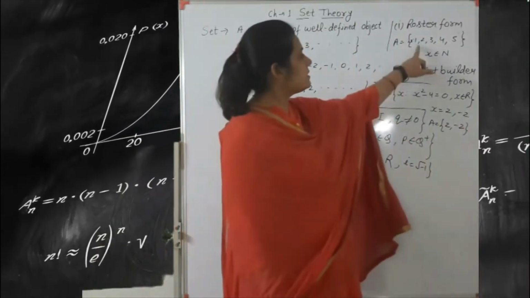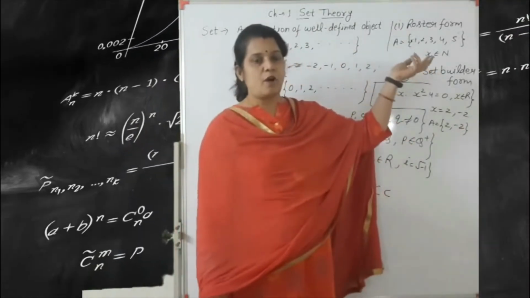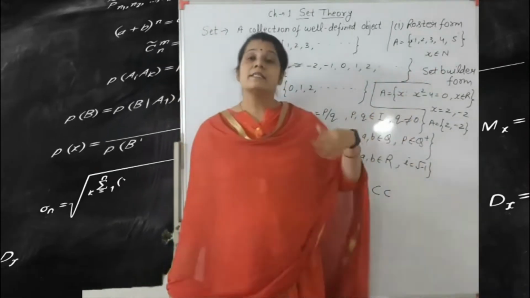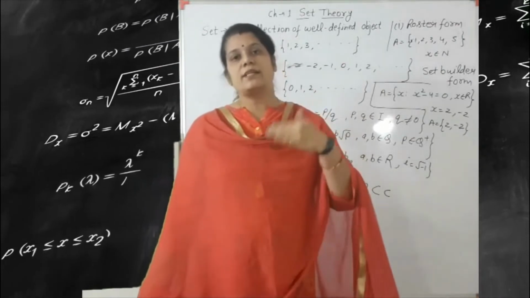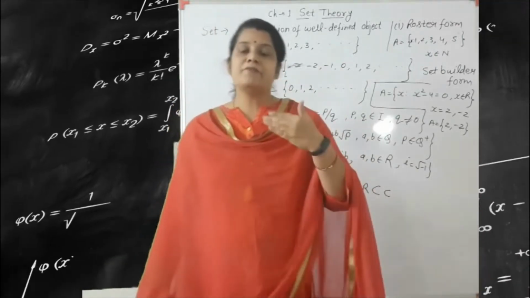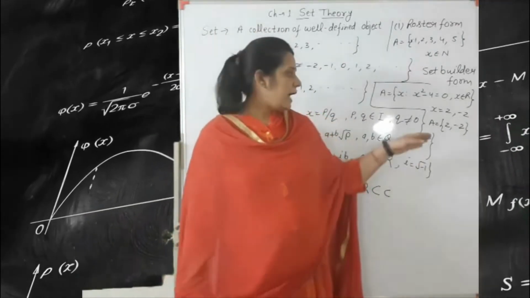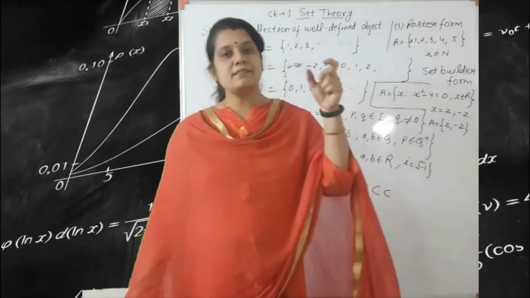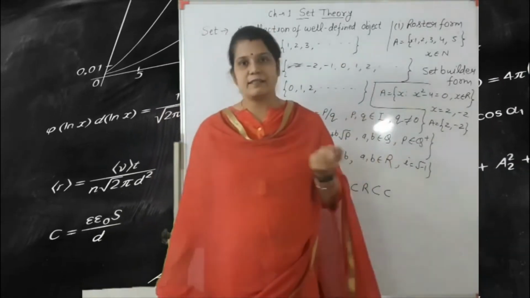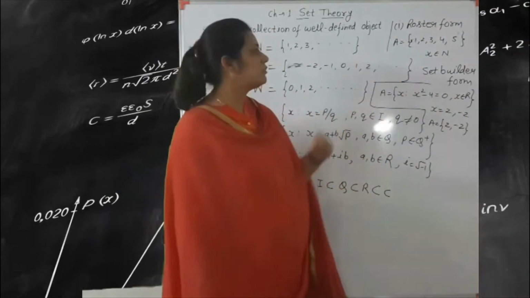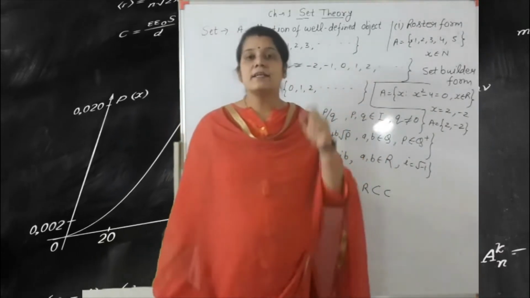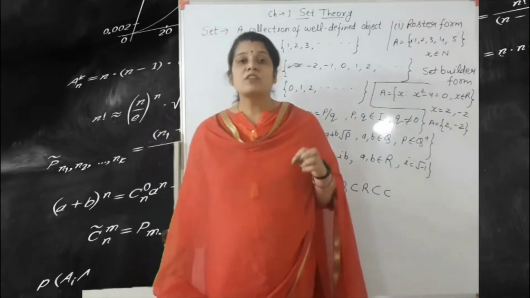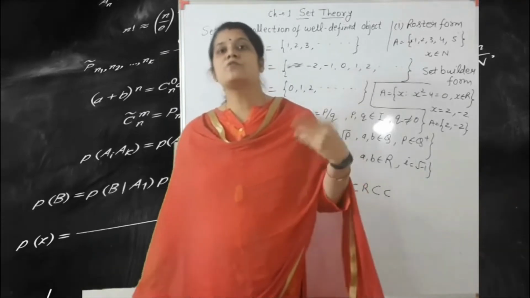Okay, so this is the roster form. That means we are given the elements of the set. But this is the set builder form. That means we are given a condition and we use this condition to make the set. Okay, so these are the basic examples, or we can say the basic definitions, of the roster form and the set builder form.